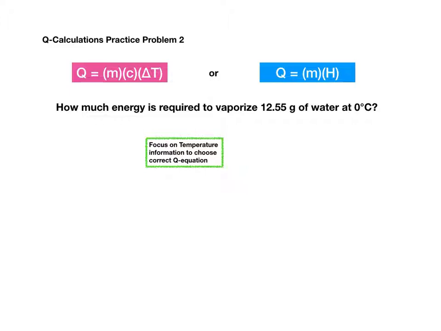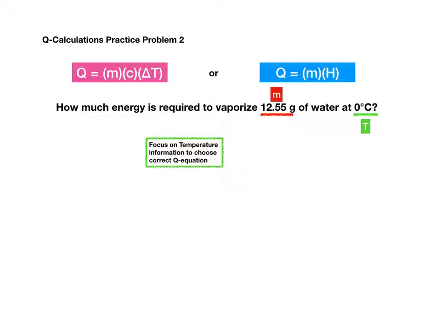The first thing I notice is a value of 12.55 tagged with a unit of g, so I recognize it as a mass value. Secondly, I notice a value tagged with degrees Celsius, so it represents some sort of temperature.